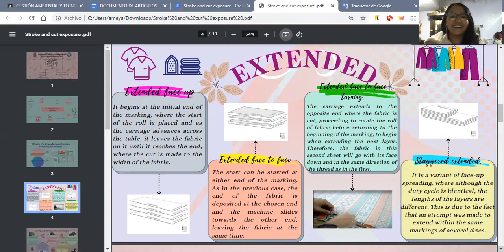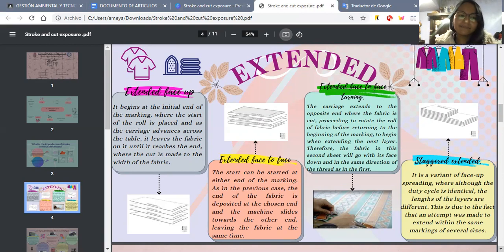And the next is spread face to face. Here, the start can be at either end of the marking. As in the previous case, the end of the fabric is deposited at the chosen end and the machine slides towards the other end, leaving the fabric at the same time. And the third is spread face to face turning. The carriage extends to the opposite end where the fabric is cut, pressing to rotate the roll of fabric before returning to the beginning of the marking. To begin when spreading the next layer, and therefore the fabric in this second sheet will go with its face down in the same direction of the thread as in the first.